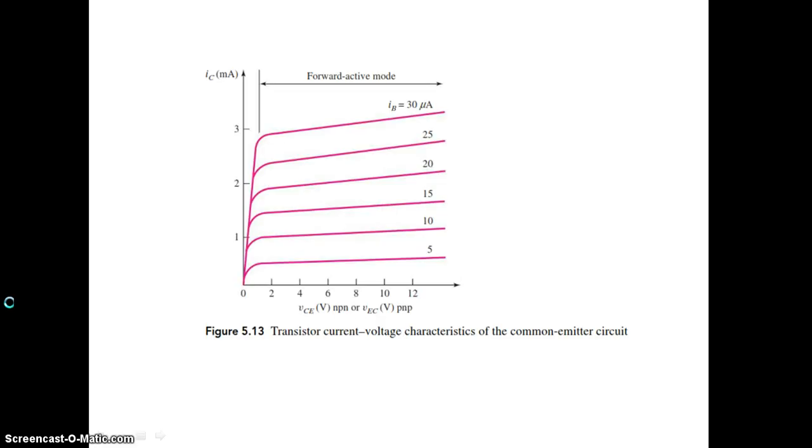Okay, so this is the transistor current voltage characteristics of the common emitter circuit. This is not a constant one. It gradually increases with VCE. There is a slight increase in the collector current with the VCE. This is for IB equal to 5 microamperes, 10, 15, 20, 25, 30. It is not constant. Gradually there is an increase in the collector current with VCE. The x-axis shows the VCE, the y-axis shows the IC. This is called the early effect.